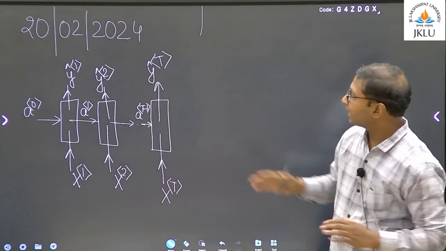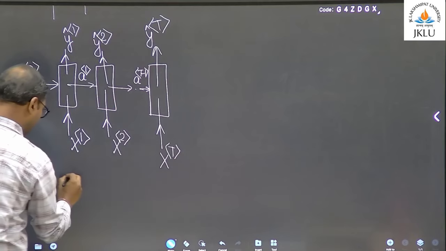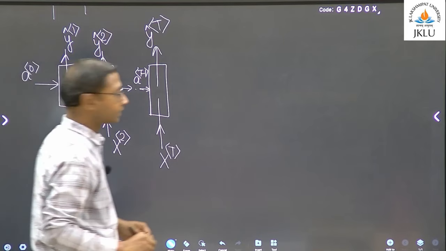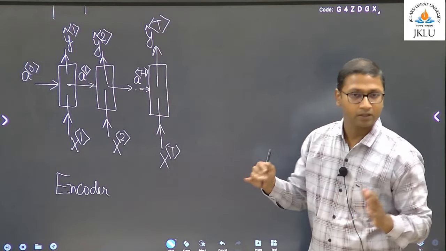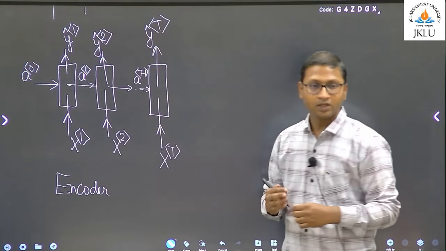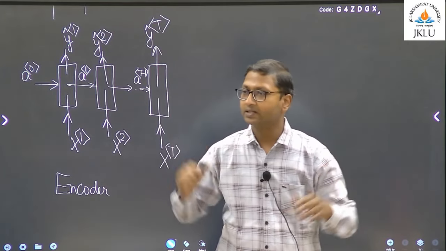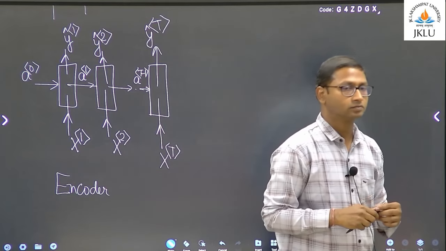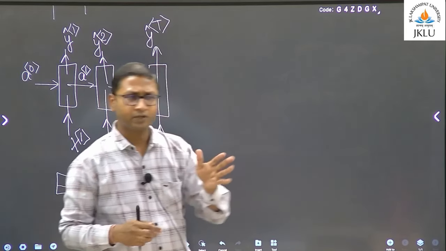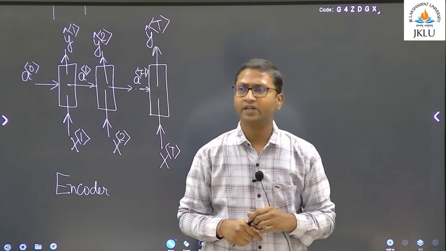Now if this was our encoder, what happens to the decoder? See, RNNs were bad because, so why didn't we want plain vanilla RNNs? Remember something that we did in the last course on vanishing gradients? Why do gradients vanish?